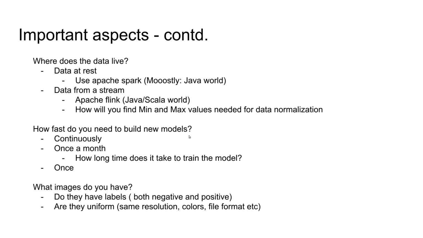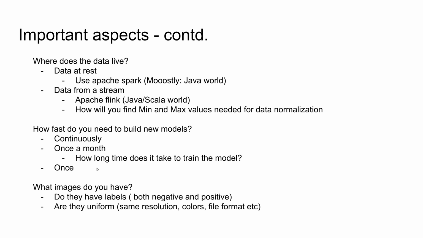Some other aspect that you have to think about is how fast you need to build new models. So do you continuously train the model, basically, as data comes in? Or do you do it once a month? Maybe you take a database dump and then you feature scale it and normalize that data set, and then you retrain it for a couple of days and then you deploy it. Or is it just a one-time thing?